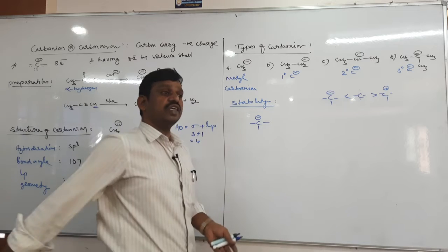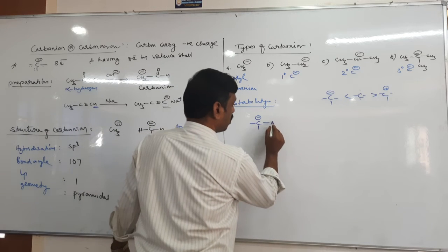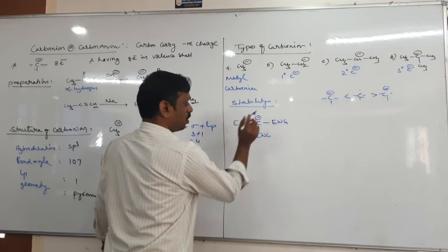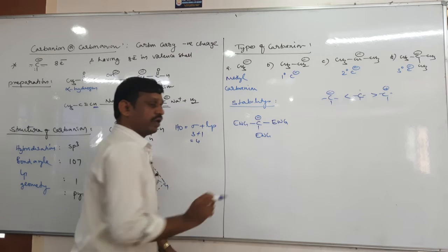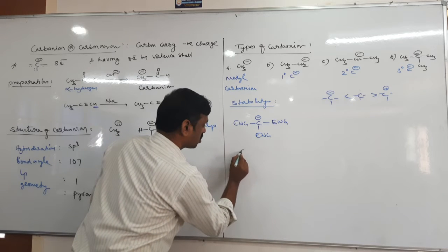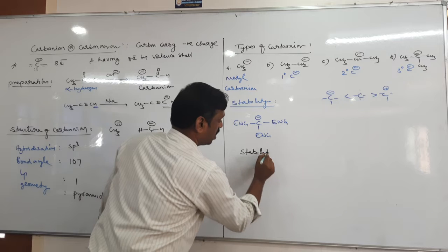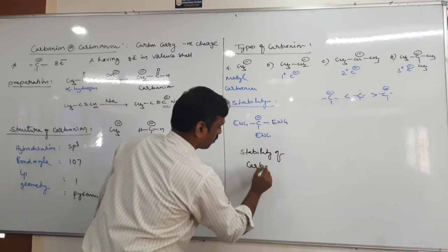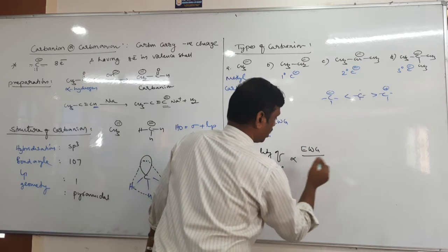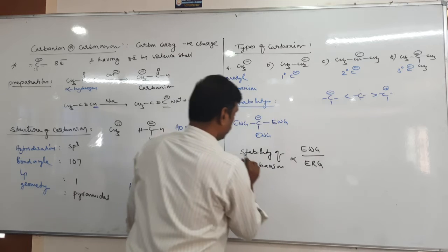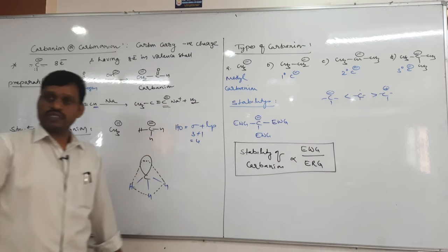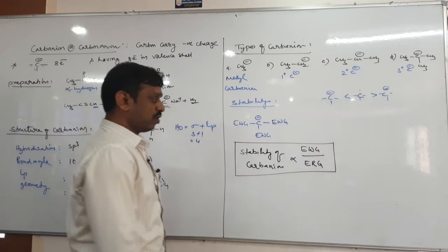Therefore, when electron withdrawing groups are present on the negative charge, the negative charge density decreases, and the stability of carbanion increases. So what is the stability of carbanion? The stability of carbanion is directly proportional to electron withdrawing groups. It is inversely proportional to electron releasing groups. The whole topic depends on this only.